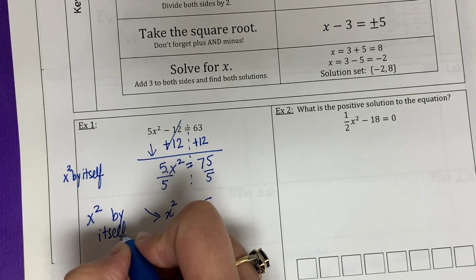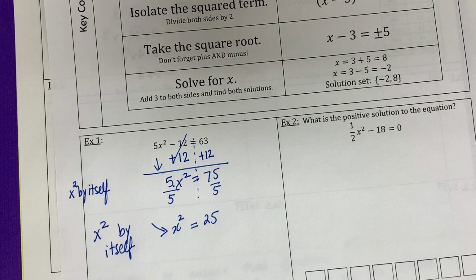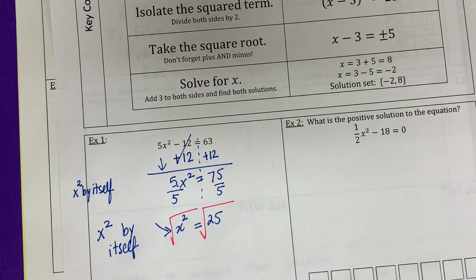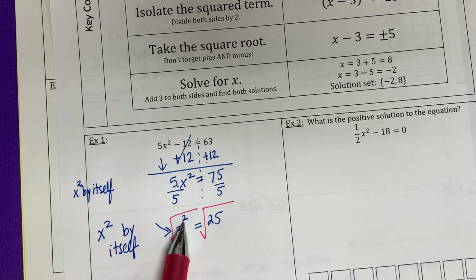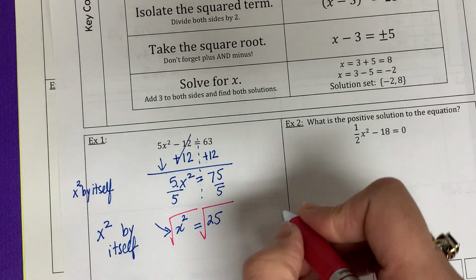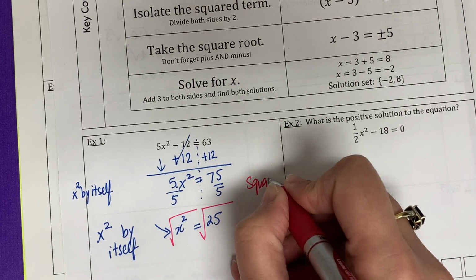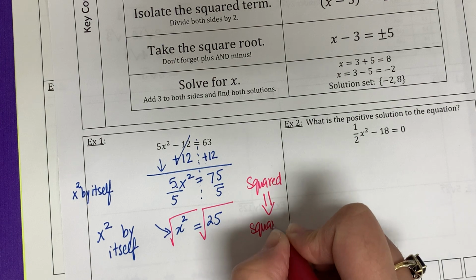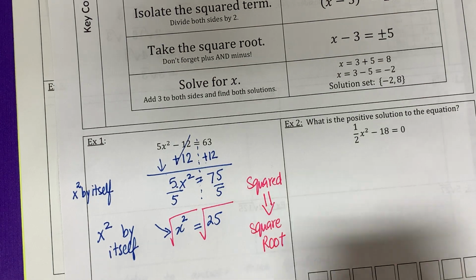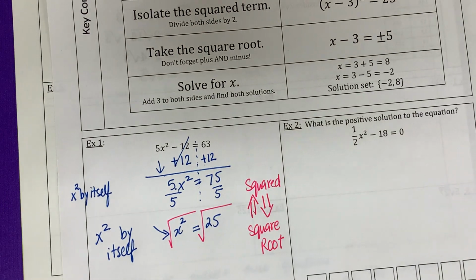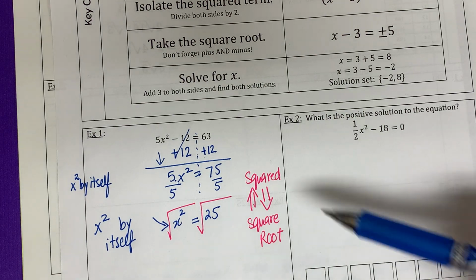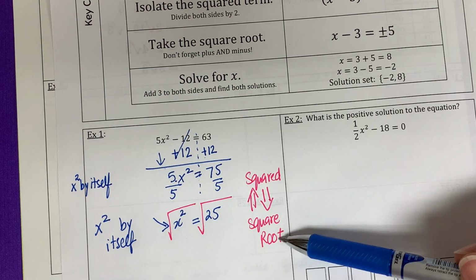I've done it. Once you are onto this step, you have to do the square root. This is what you have to do. You have to do the square root on both hand sides. Squared, the opposite is square root. It could be in this direction as well. They are opposite of each other. Just like division and multiplication are opposite of each other, addition and subtraction are opposite of each other, squared and square roots are opposite of each other.